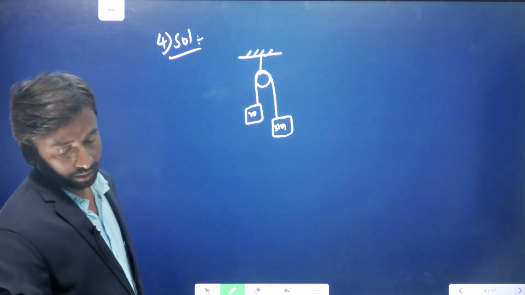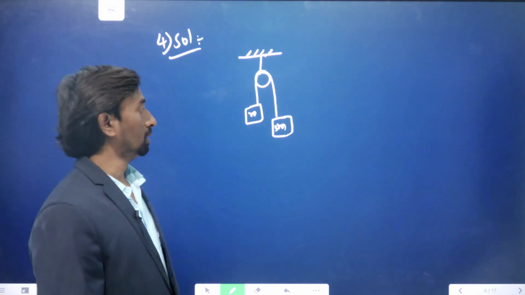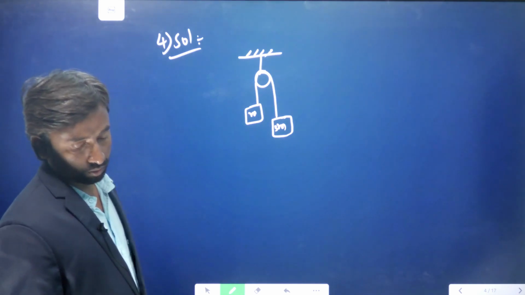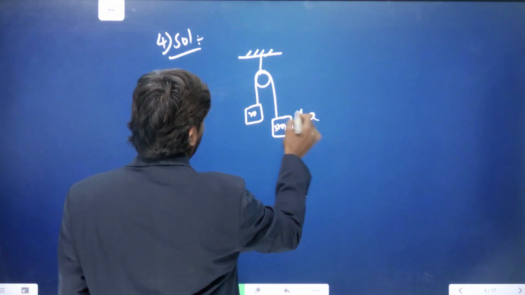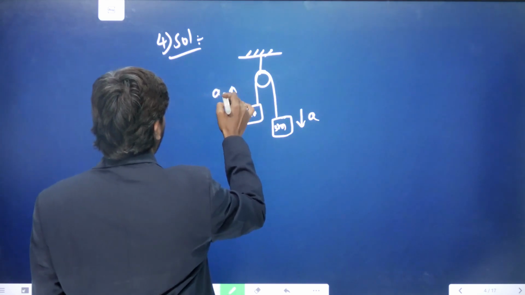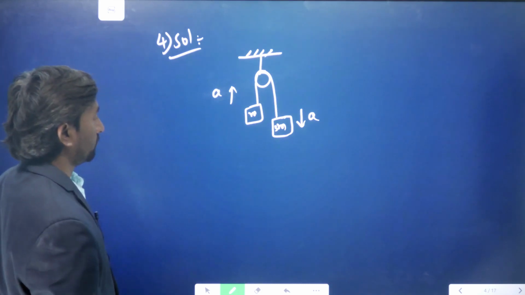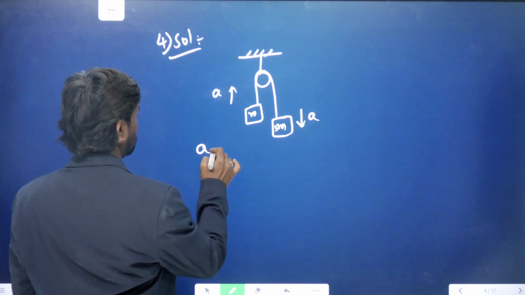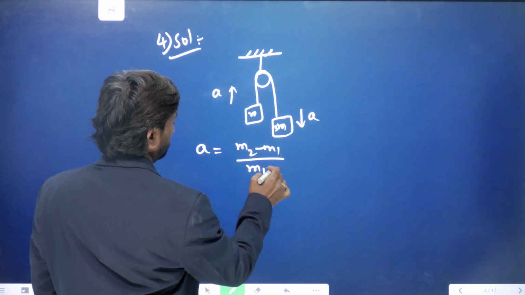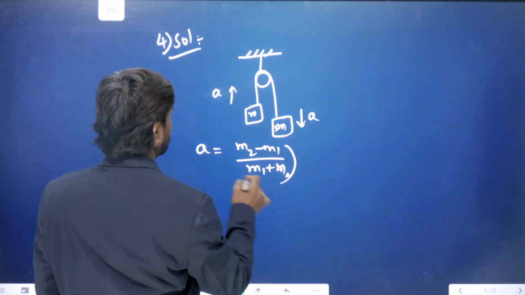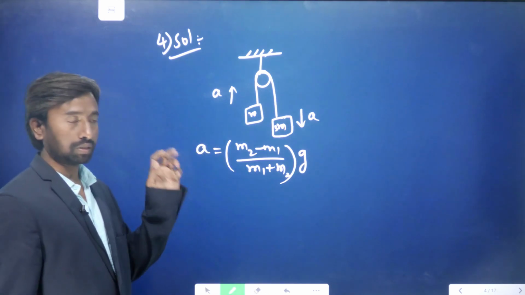So now here they are asking, what is the acceleration of the center of mass? Generally, see here, if this particle is moving downward with acceleration a, then this will move upwards with acceleration a. So masses and accelerations are there. First we should find the acceleration. How can we find it? By using this formula, m2 minus m1 divided by m1 plus m2. It is a string and pulley system, the Atwood machine, so we can find the acceleration of the Atwood machine using this formula.